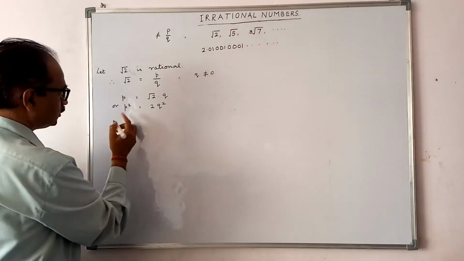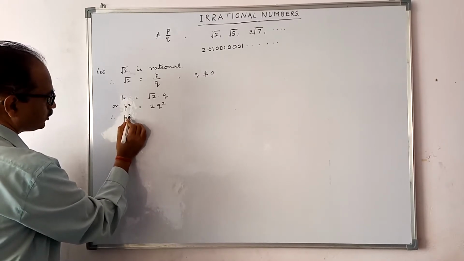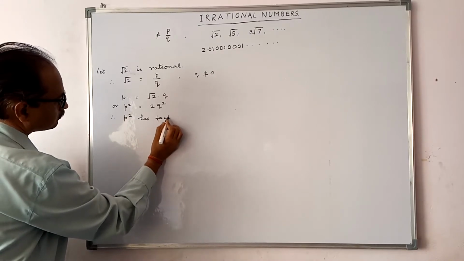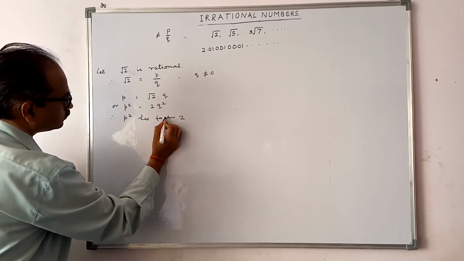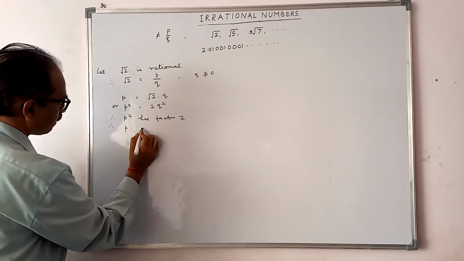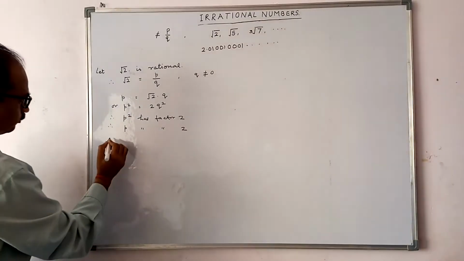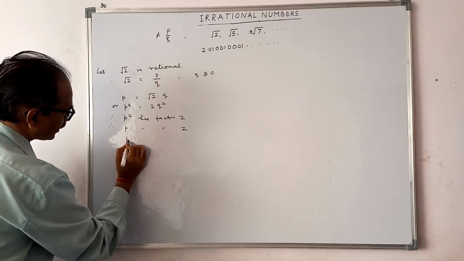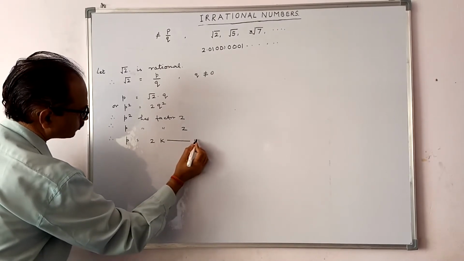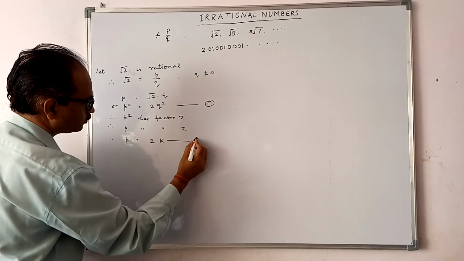Therefore, p square has factor 2. This means p square has factor 2. Therefore, p has factor 2. Therefore, p can be written as 2k. Let this be equation number 1, this be equation number 2.